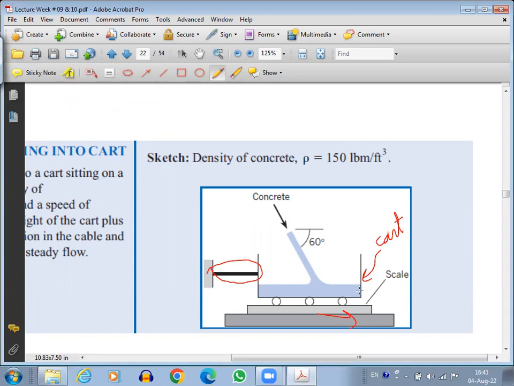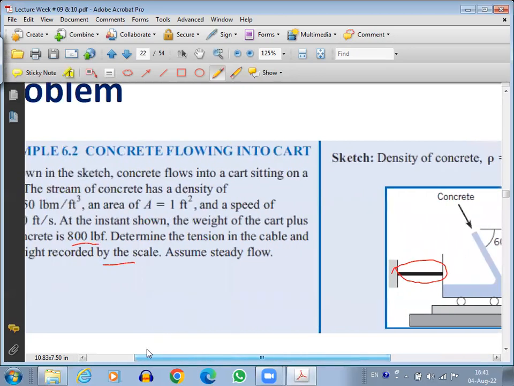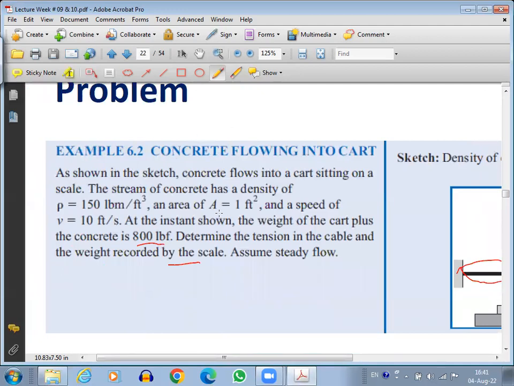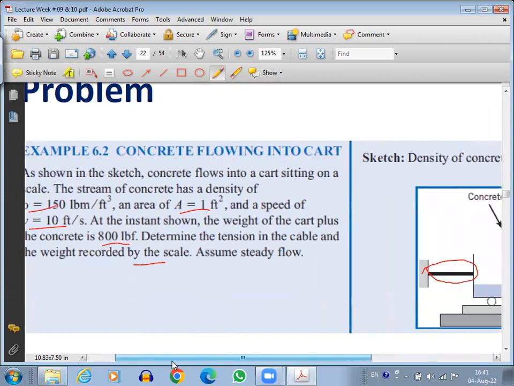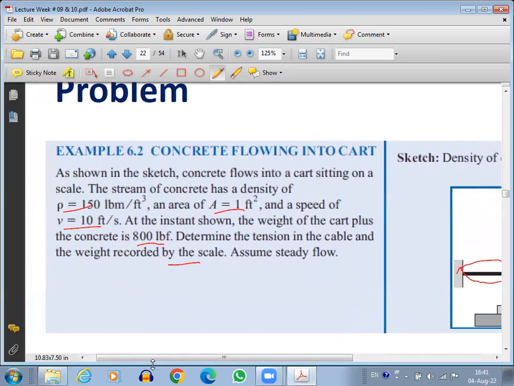So in order to hold the cart in the same place, we need a support beam. And this cart is on the scale. The concrete is coming at an angle of 60 degrees from the horizontal. So this is the situation for the case of the concrete. We know the cross-sectional area, we know the density of the concrete, we know the velocity with which the concrete is coming. The scale is giving some reading as well. We need to determine the tension in the cable and the weight recorded by the scale.